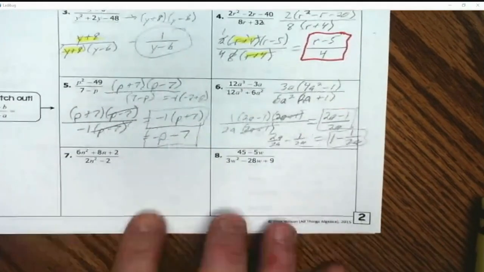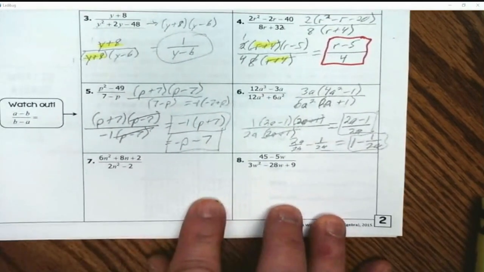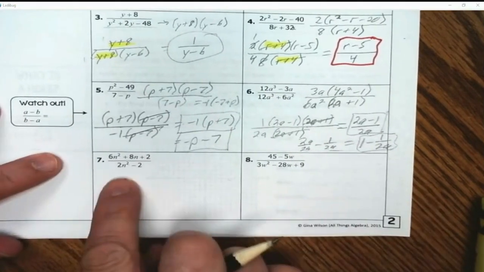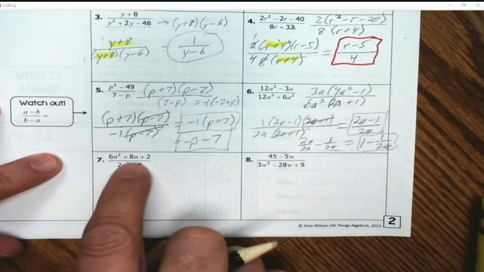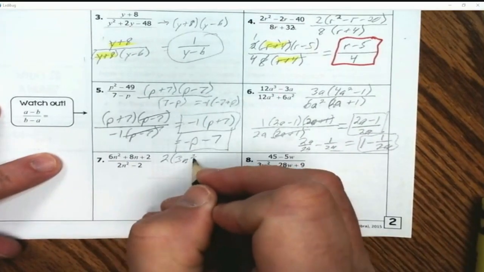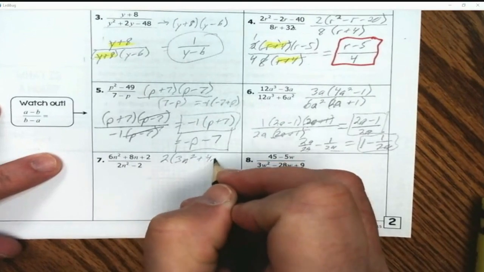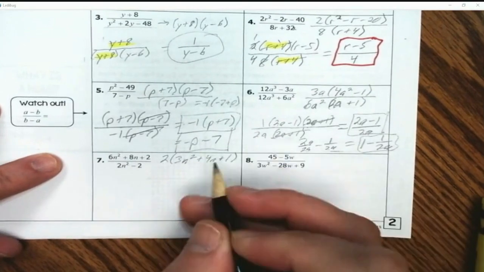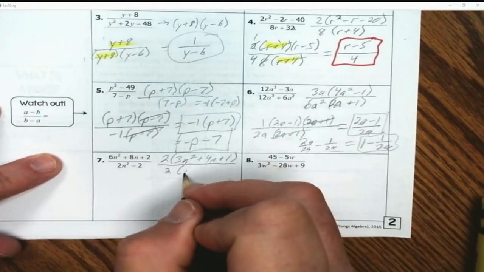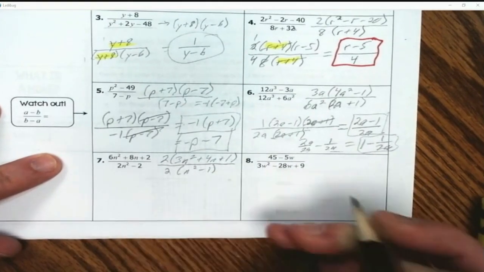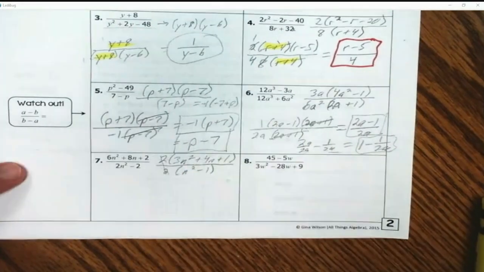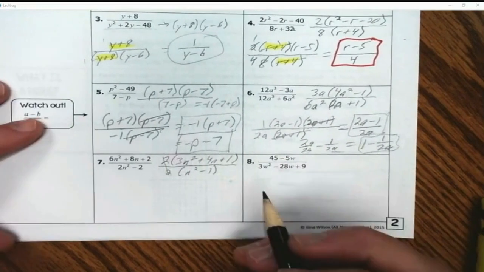All right, we got a couple more. I'm going to do just one of these so we can get onto our other sheet. Let's do this one. We can factor a 2 out of the top, and that leaves us with 3n squared plus 4n plus 1, and a 2 out of the bottom, n squared minus 1. Okay, so the 2 is going to cancel out. 2 divided by 2 is just 1, so it disappears.